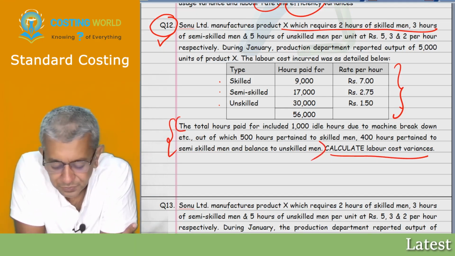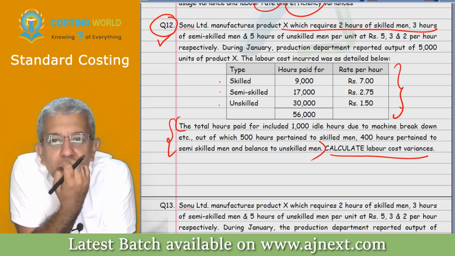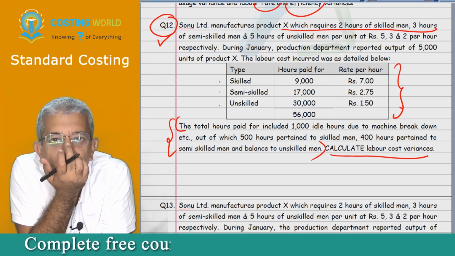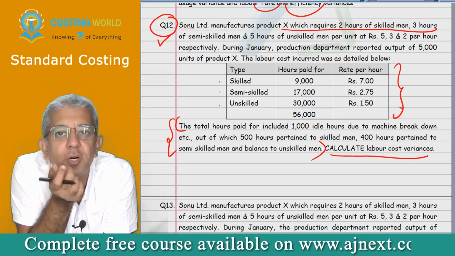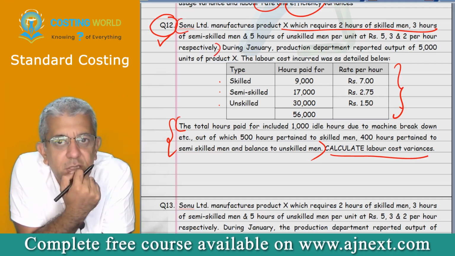Listen. Tell me, the sum is on labor, no? So therefore, labor variances are dependent upon what particular factor? Output. You tell me, the first two lines give you the standard data for producing how many units of X?